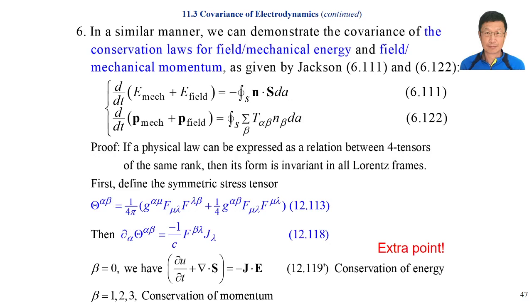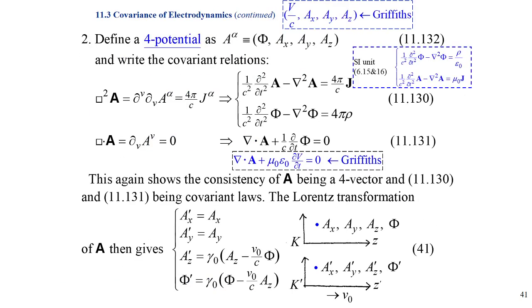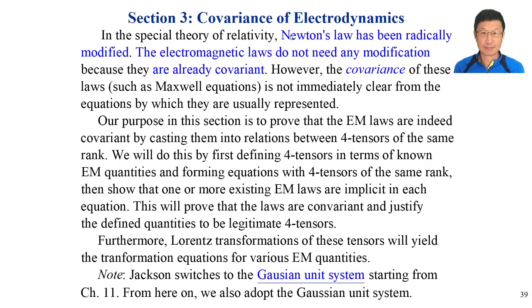Today we will talk about the last part of chapter 11 and we will finish our discussion about special relativity. Okay, last time we talked about, go back to page section 3, covariance of electrodynamics. I just want to show you that the electromagnetic laws do not need any modification because they are already covariant. That means they are invariant in all the Lorentz frames. But it's not very clear from the very beginning, so we have to change the format a little bit.